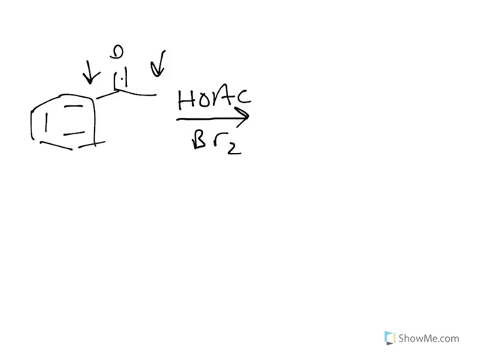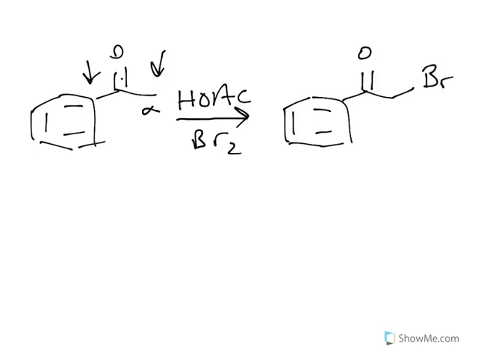And the only one that is viable is the one on the right, and the reason why is because it has hydrogens that can be abstracted from this alpha position. All right, so we're going to add the bromine to that alpha carbon. All right, so there we go.